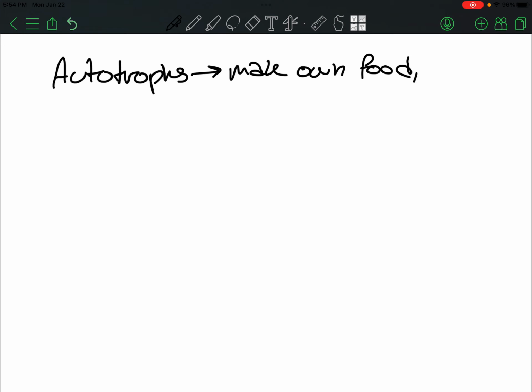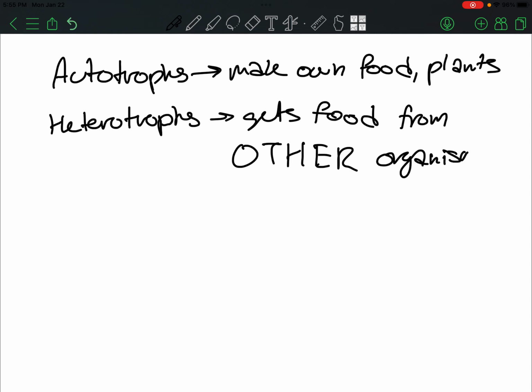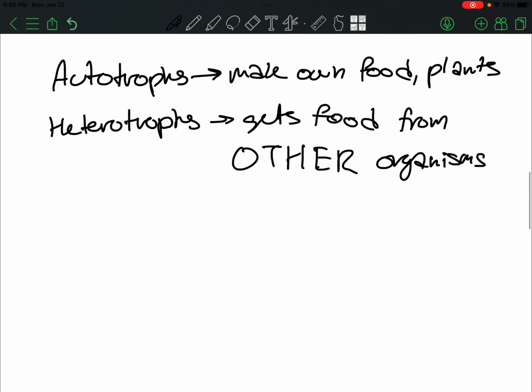So, aka plants. And then heterotrophs get food from other organisms. Alright, that's a general idea when it comes to autotrophs and heterotrophs. And I'm not going to dive so deep into this. We have a lot more complex topics here, and this is probably the last one that we're going to genuinely worry about. Okay. Next up, relationship between photosynthesis and climate change.